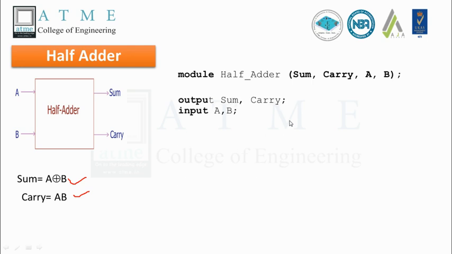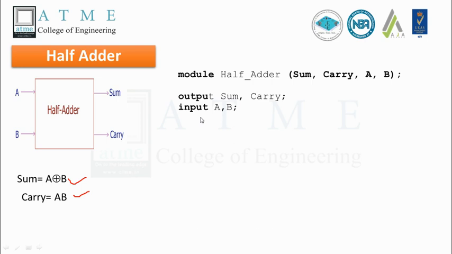Next, let us describe the directions of the ports listed in the very first line. In the very first line, we have listed sum and carry, A and B as the ports. Out of four ports, sum and carry are referred to as output ports, whereas A and B are referred to as input ports. The directions of the ports have to be specified through the keywords output and input.